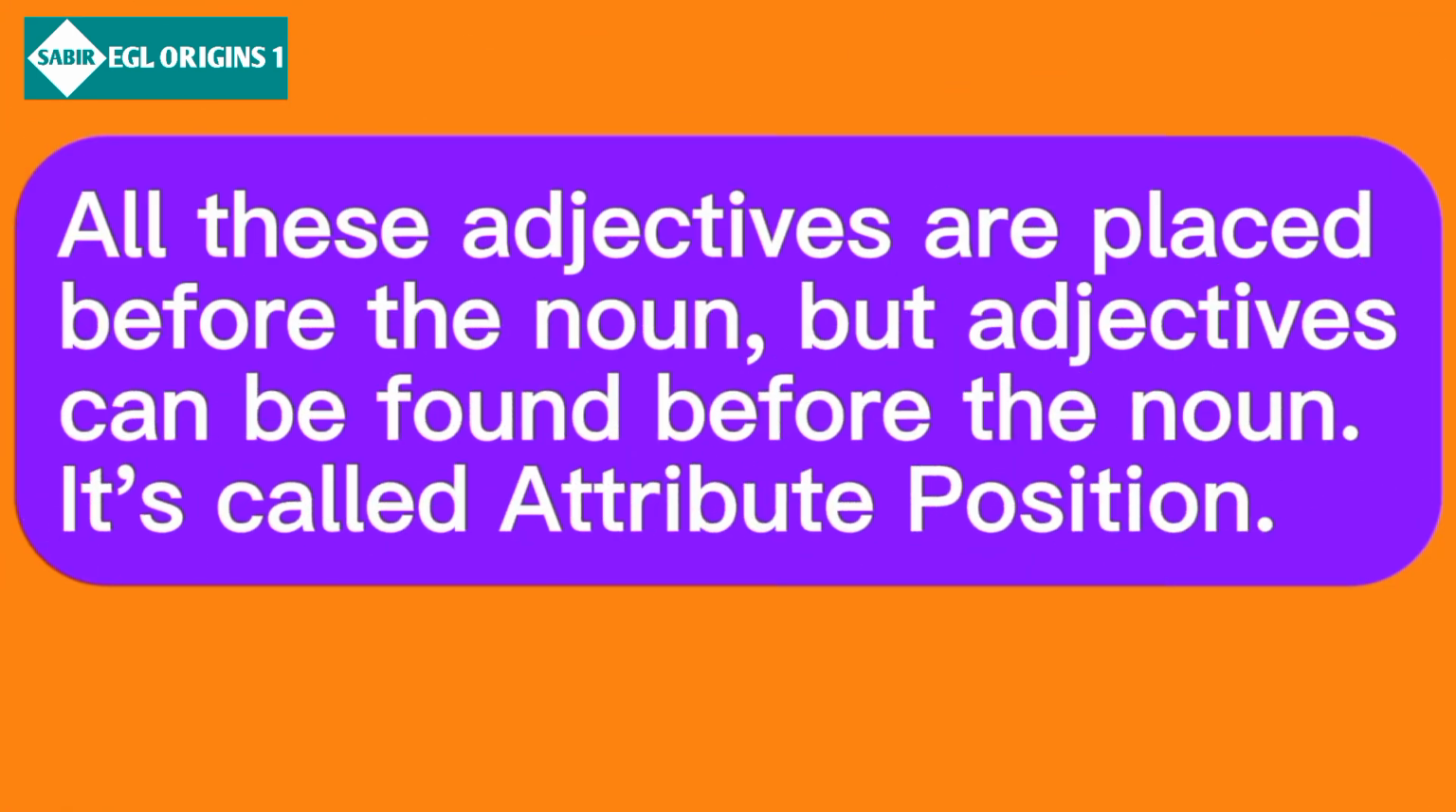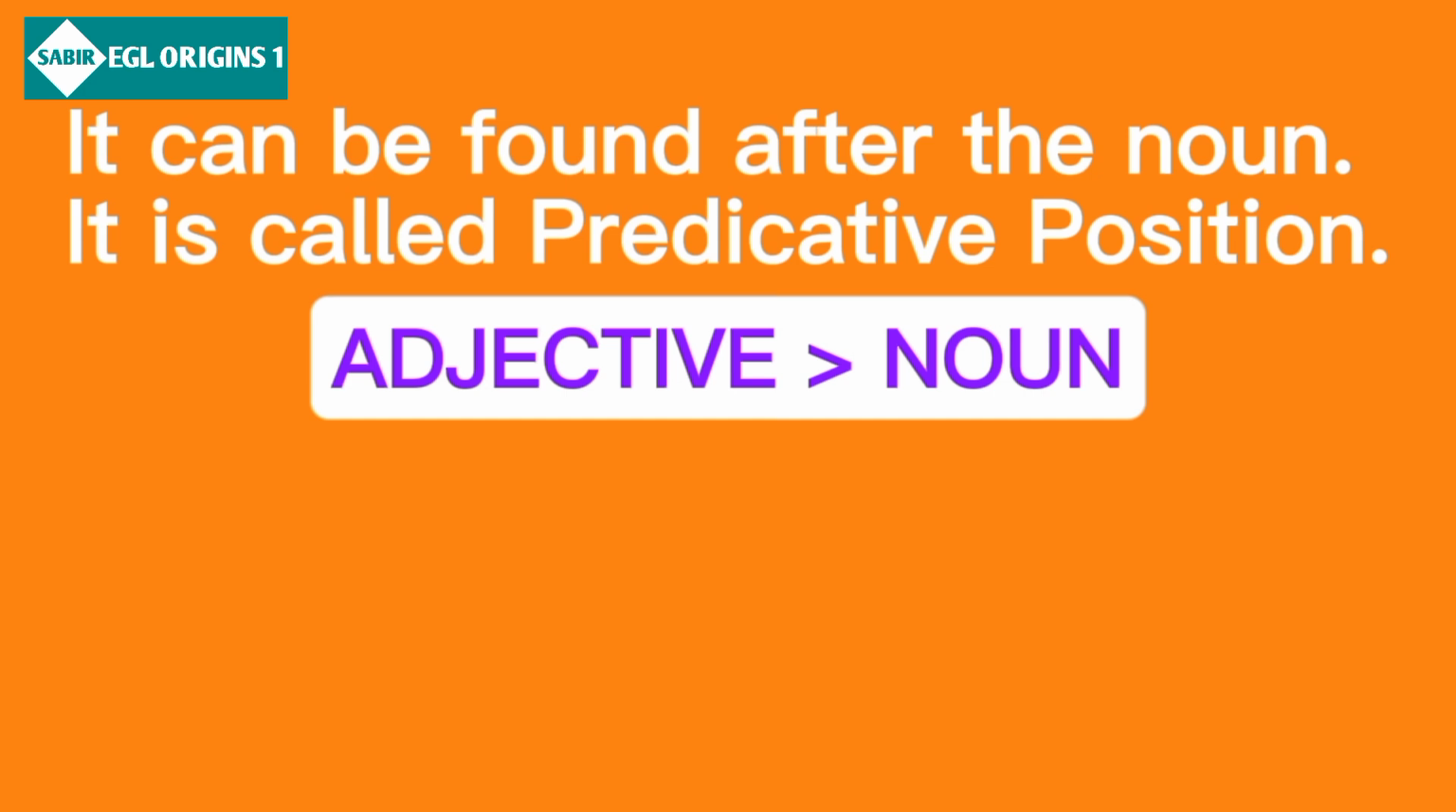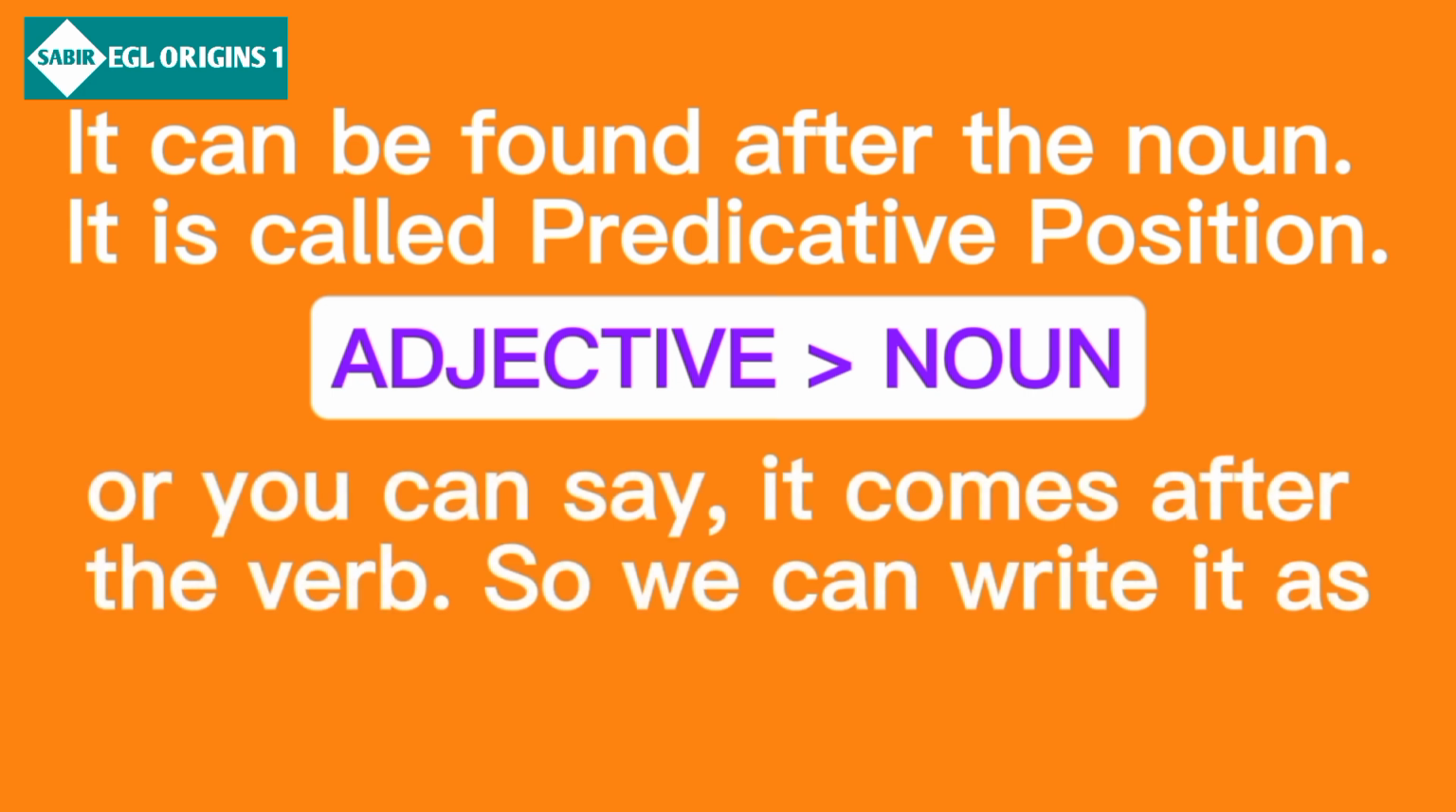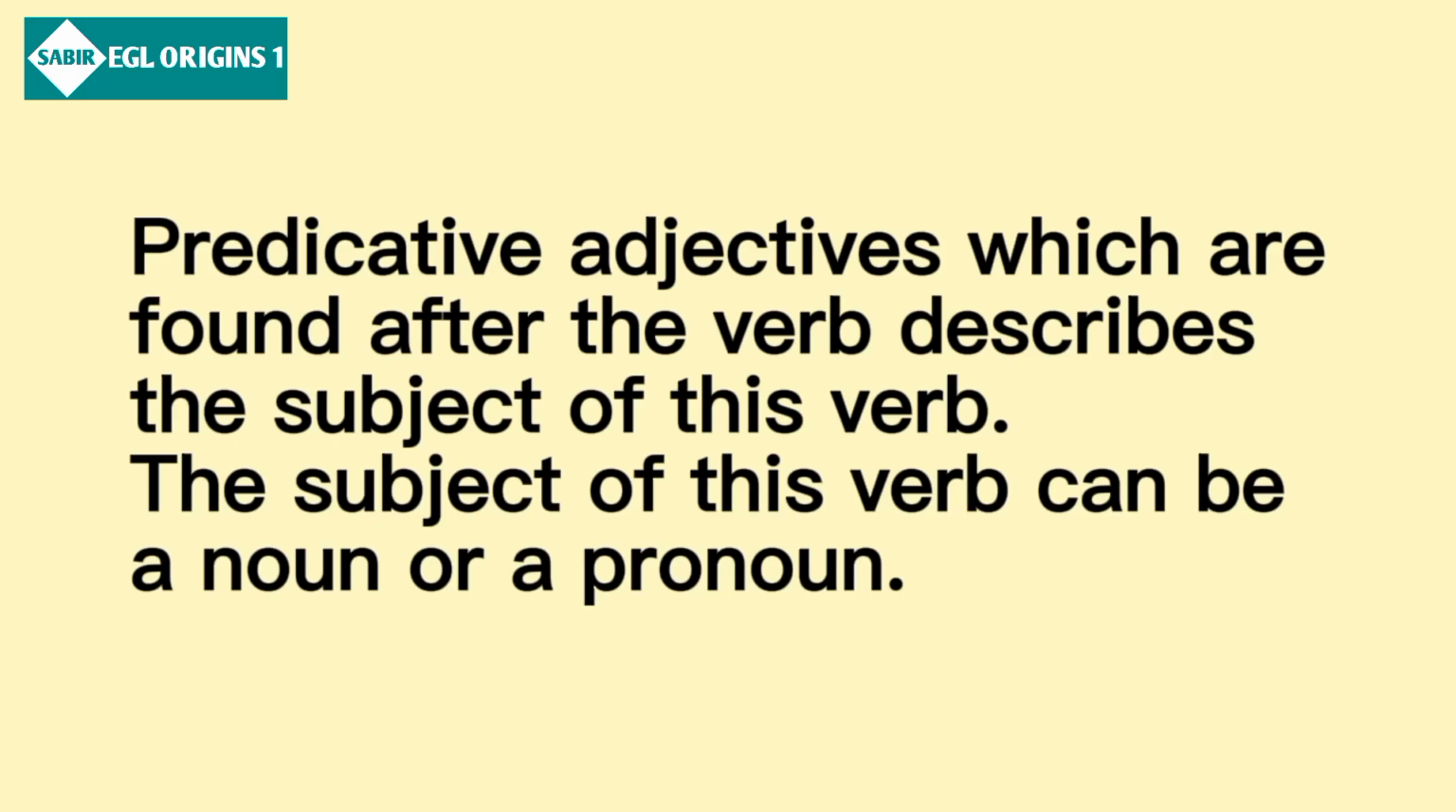All these adjectives are placed before the noun, but adjectives can be found before the noun. It's called attributive position, adjective noun, or it can be found after the noun. It is called predicative position, noun adjective, or you can say it comes after the verb. So we can write it as verb adjective. Predicative adjectives, which are found after the verb, describe the subject of this verb. The subject of this verb can be a noun or a pronoun.